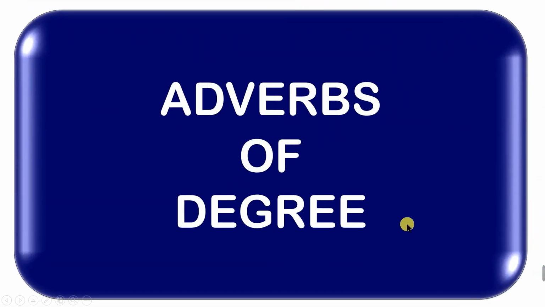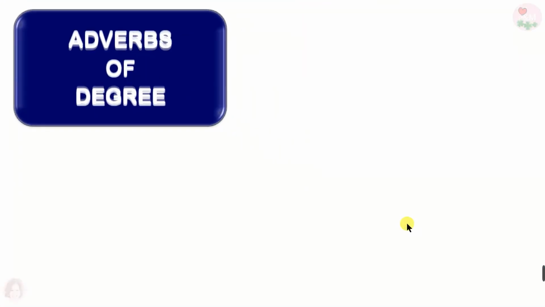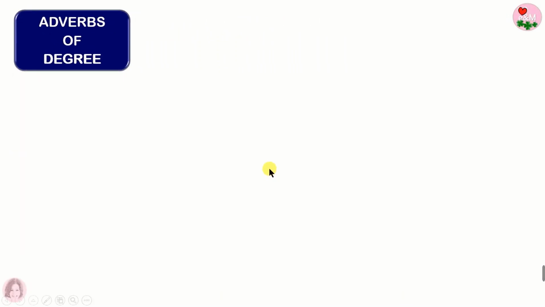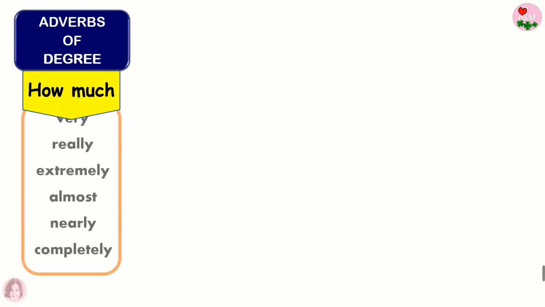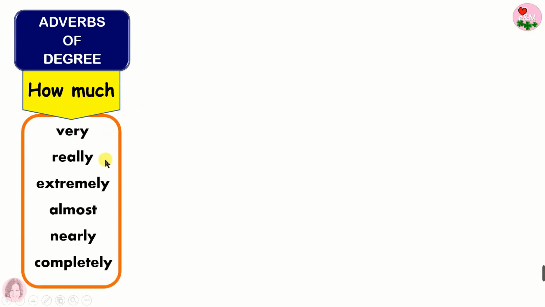What are adverbs of degree? Adverbs of degree are words that express how much of something is done, the intensity of something, or to what degree. And there are very common adverbs of degree that I am sure you use all the time, such as very, really, extremely, almost, nearly, completely. And there are so many others.